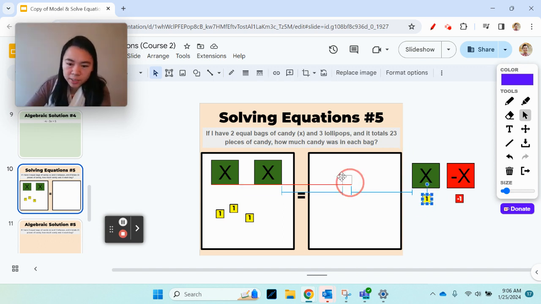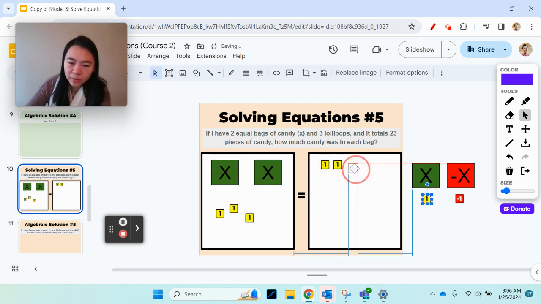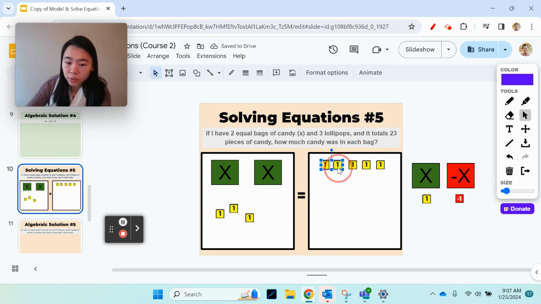All right, we've got a lot to copy. You can do this strategically. I'm going to go by 5s, but we need 23 lollipops over here. My equation is going to be 2x plus 3 equals 23. So there's 5. You can select all of these and copy 5.